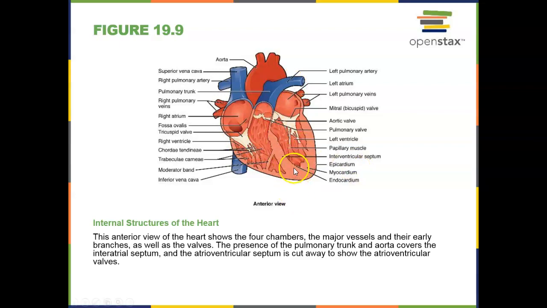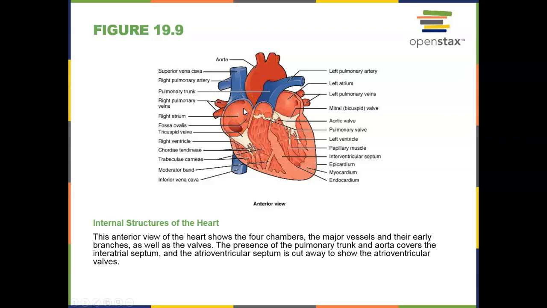We also see this interventricular septum. You don't really see the interatrial septum that separates the atria, but you can see the interventricular septum really well here. This is what separates the ventricles from each other so blood doesn't mix.